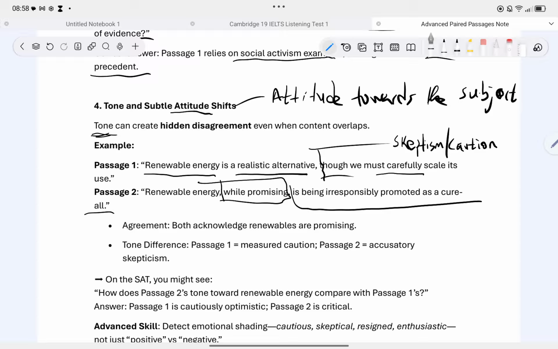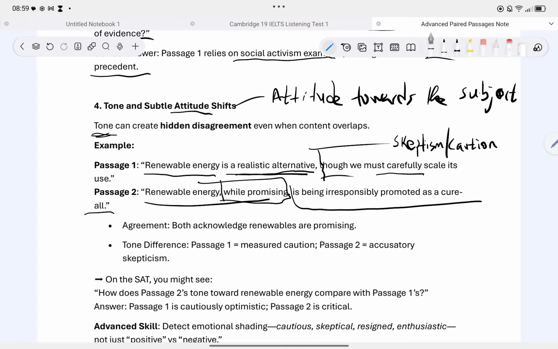It's accusing some people of doing something, saying you people are making it seem as if it's like during the elections. Some were saying, yes, Obi may be an alternative, but stop making him look like the Messiah. So this is similar to this situation. One is saying, hey, let's exercise caution. One is saying, you people are making it seem as if it's the cure. Both of them acknowledge that renewable energy is promising in a sense. One says it's a realistic alternative. One says it's promising. Promising means it could yield results.